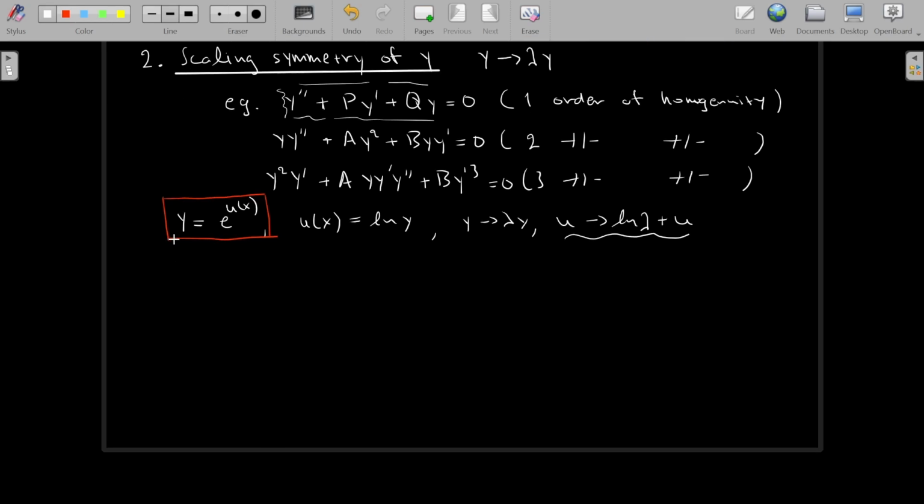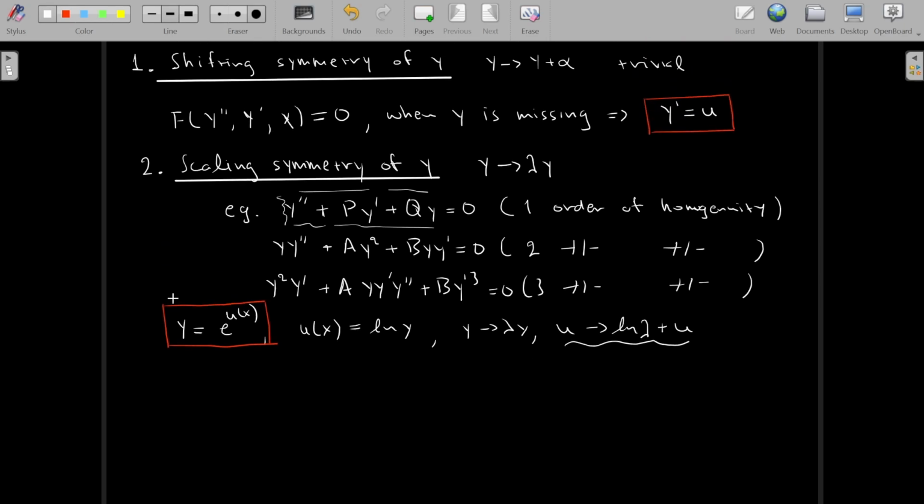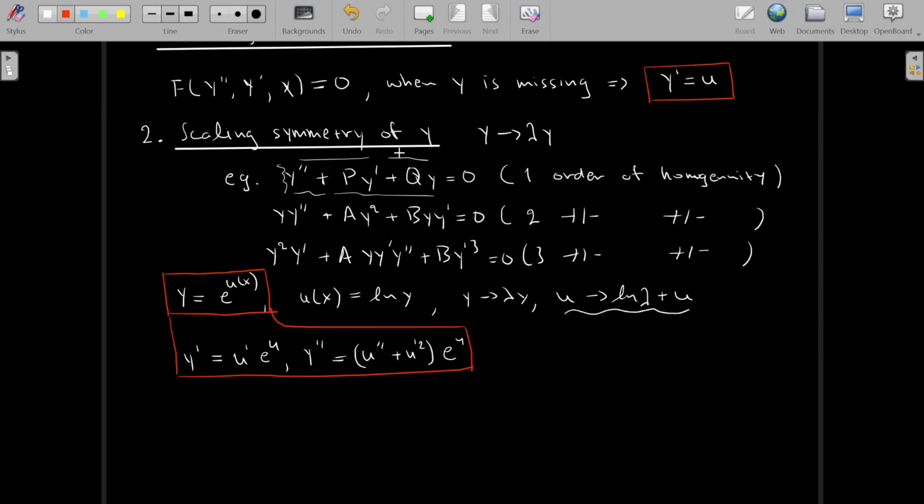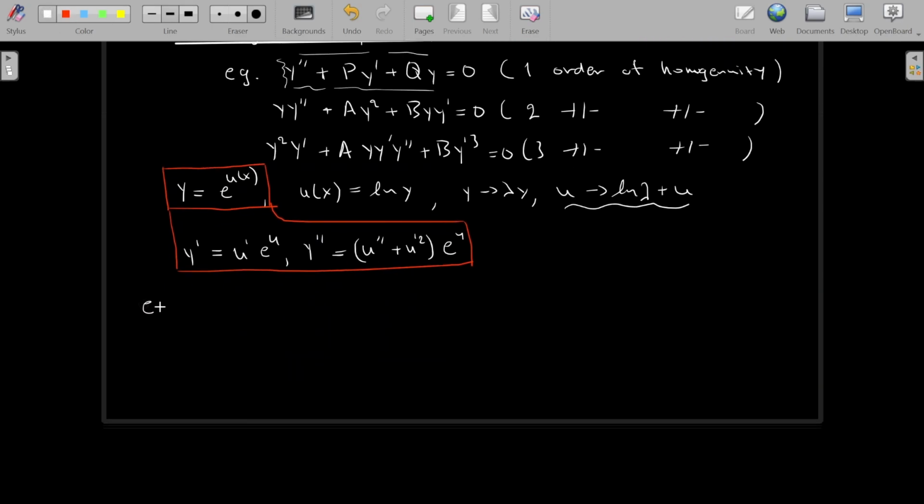So the full transformation we are going to use, and I will encapsulate it in red, is y equal to e to the u, meaning that y prime is just u prime e to the u, and y double prime is equal to u double prime plus u prime squared, times e to the u. This is all the transformation we need when we find a differential equation that exhibits this scaling symmetry. And let's examine an example right away.